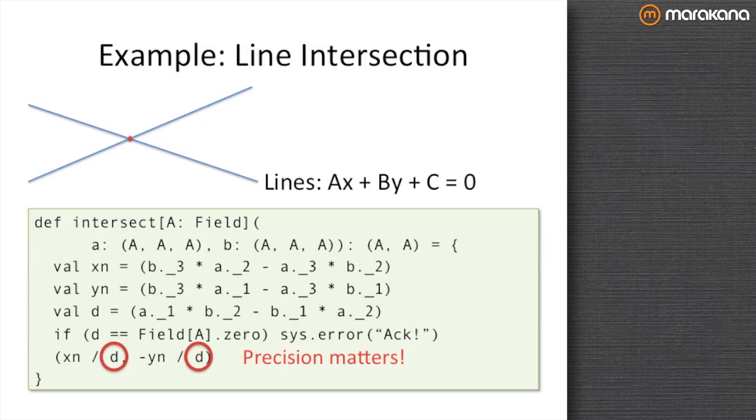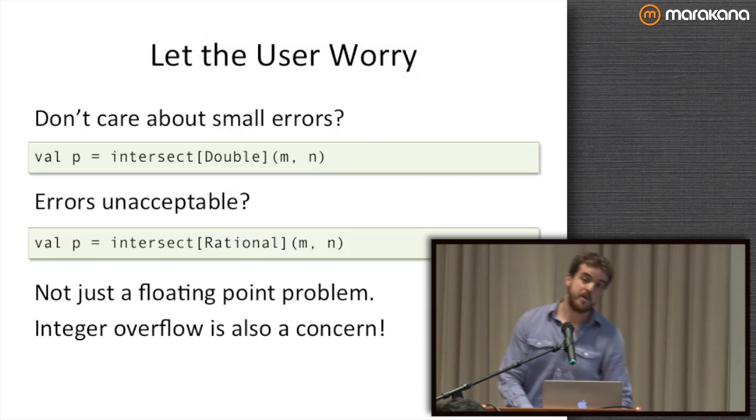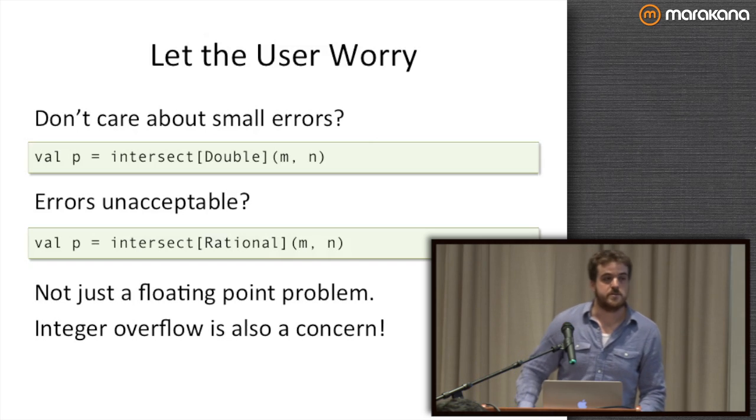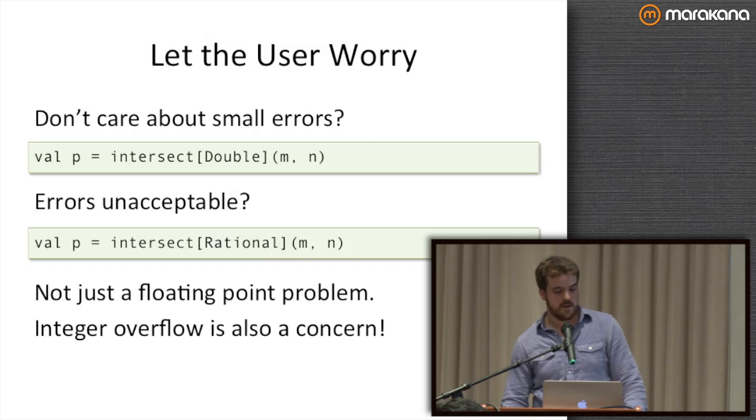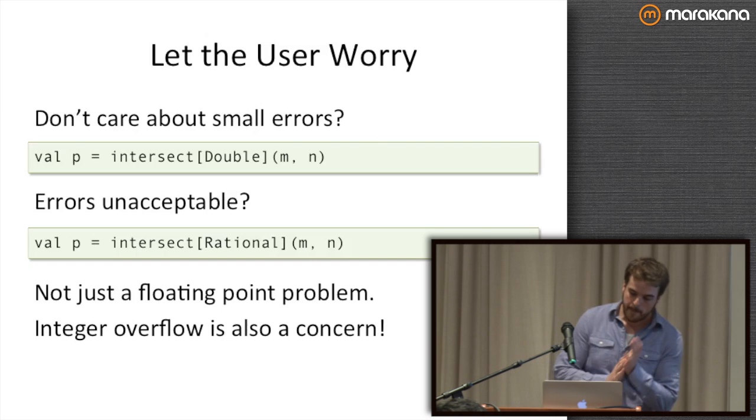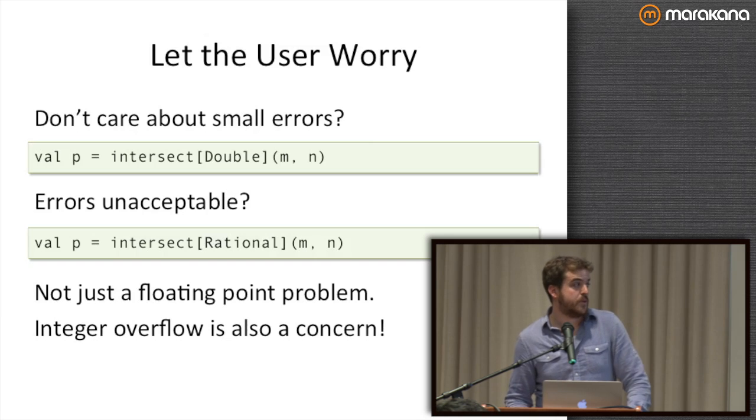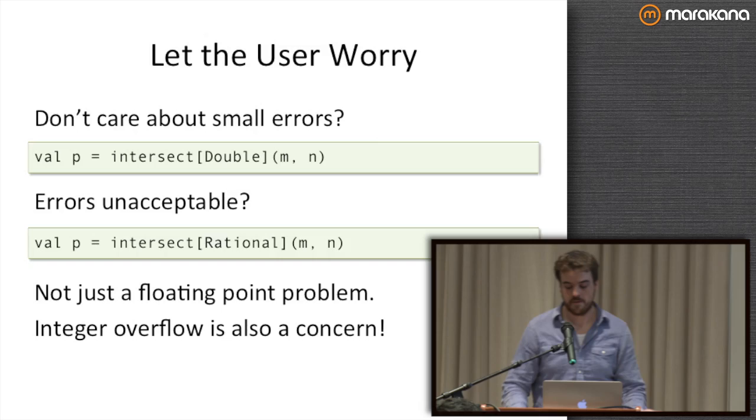So, if precision matters, then you don't want to lock yourself down to using a specific number type. On the other hand, if precision doesn't matter, you don't want to lock your user to using a really precise type. So if you don't care about it, you can just use double. If you do care, you can use something like rational, which is a number type in Spire. And it's not just a problem with floating point. We also have integer overflow. Once again, by not tying yourself down to a particular type of number, if a user sees overflow, they can stick a big int in there instead, if it's a ring.